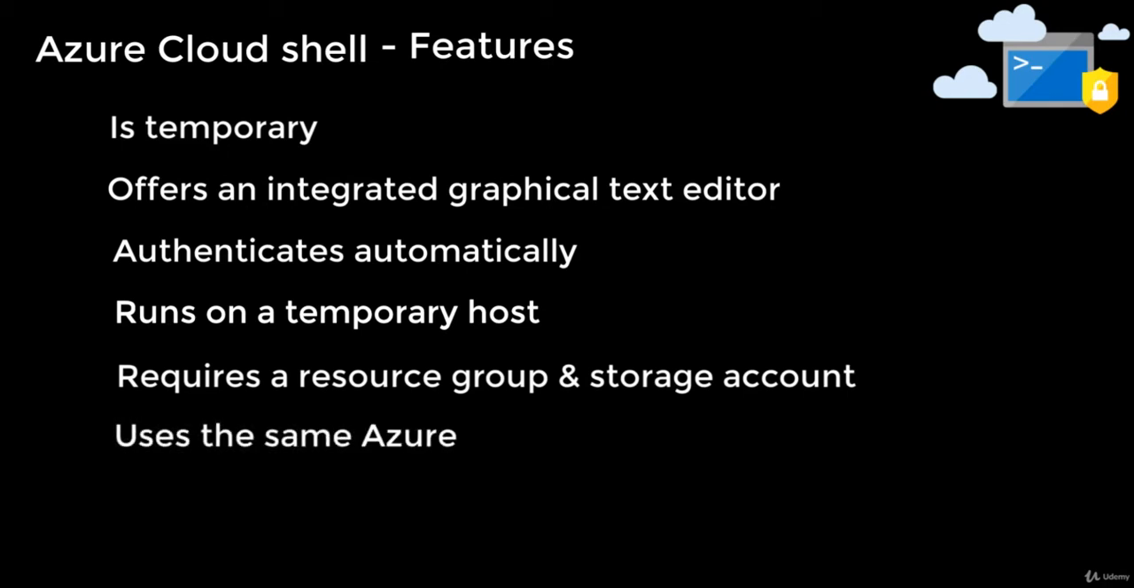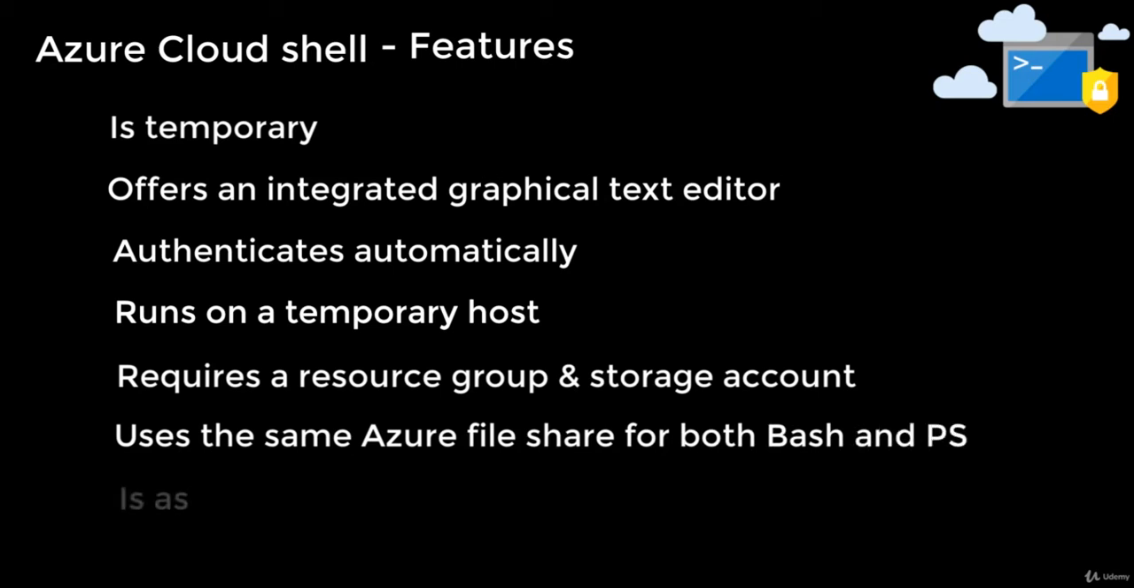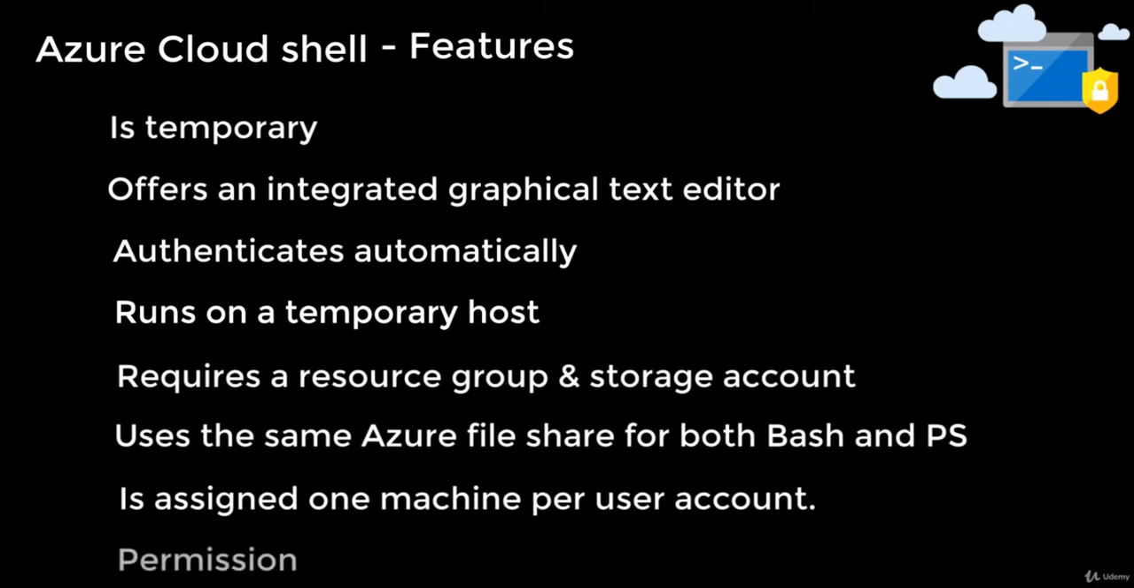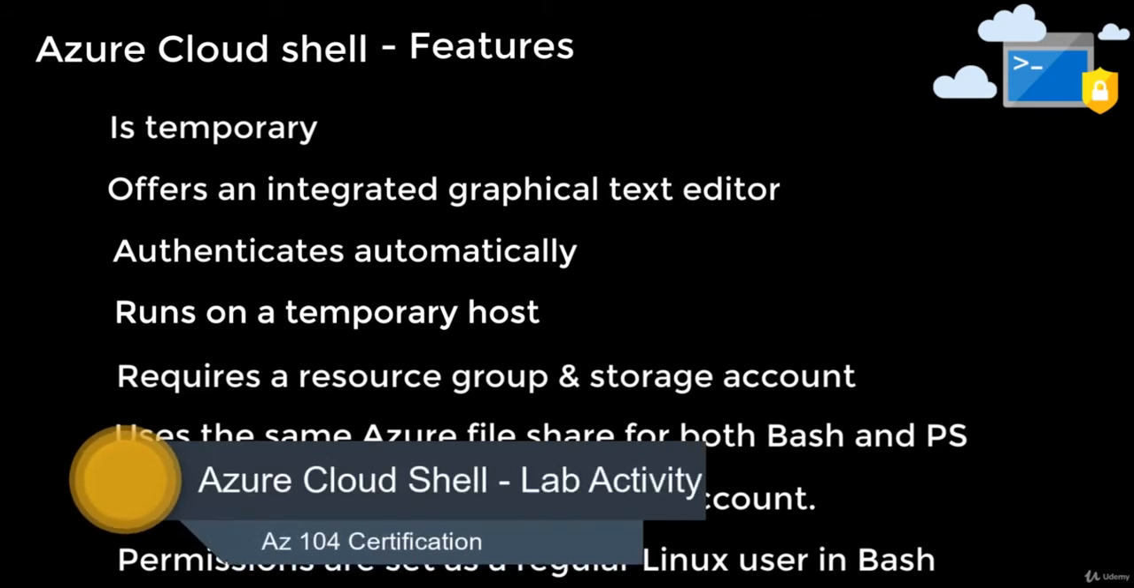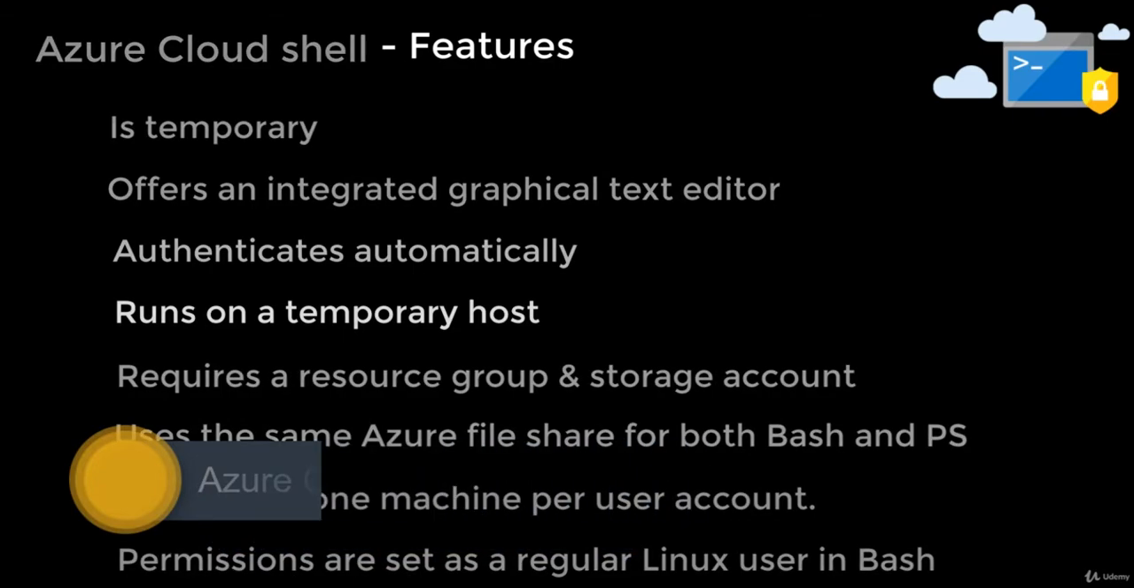Cloud Shell will use the same Azure file share for both Bash and PowerShell. It is assigned one machine per user account. The permissions for Cloud Shell are set as a regular Linux user in Bash. In the next video, let's look at the demonstration for Cloud Shell and understand how it works practically.